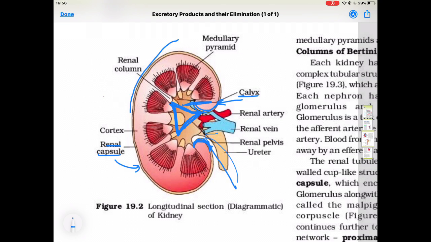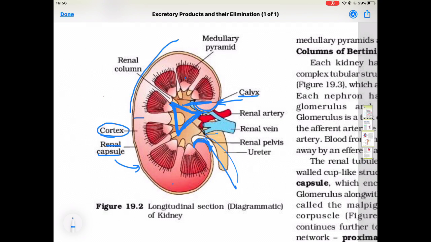It protects the kidney and gives toughness to the kidney. Then inside, the kidney is divided into two zones. Outer is known as the cortex and inner part is known as the medulla. Outer is cortex, inner is medulla.